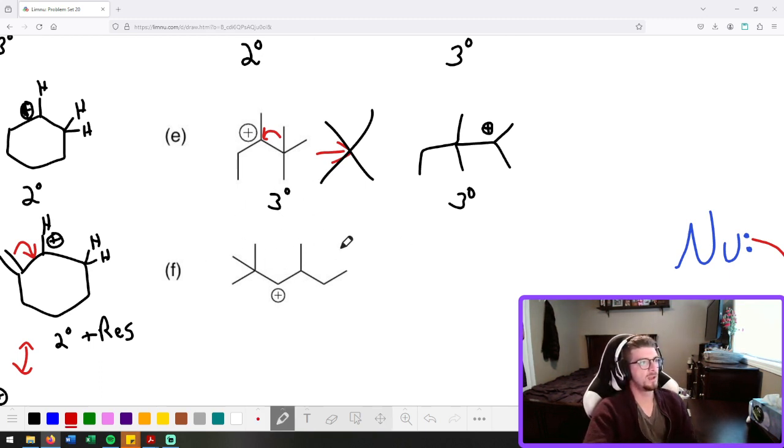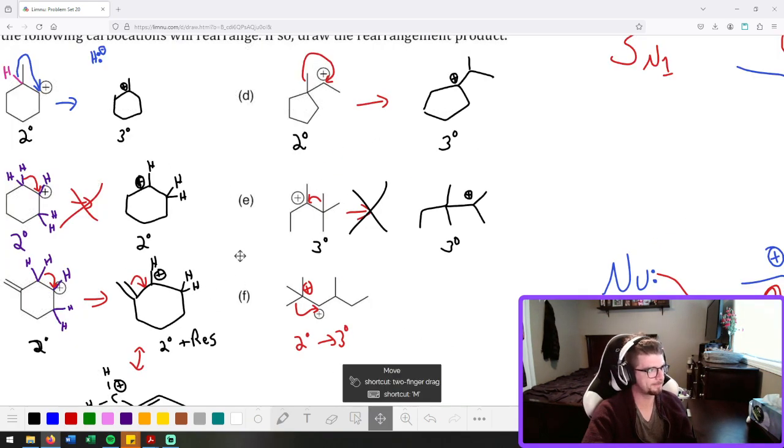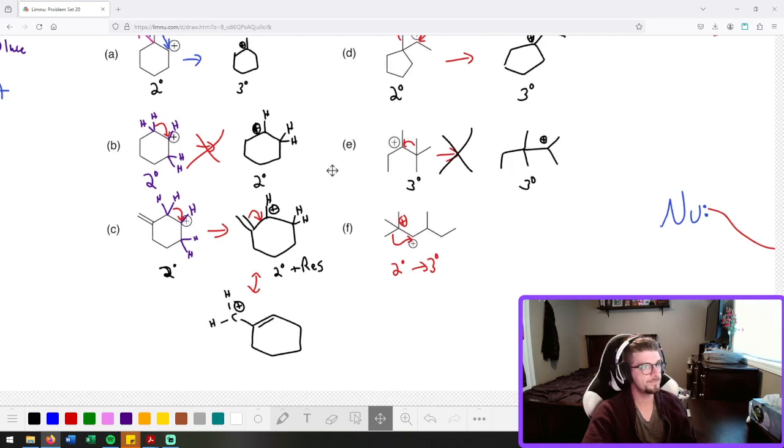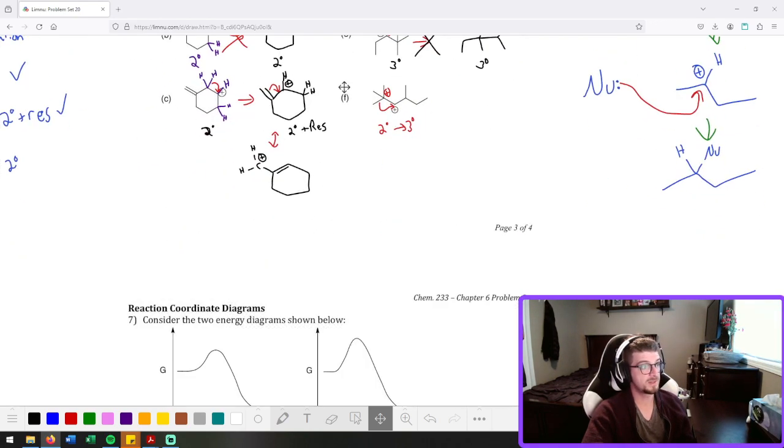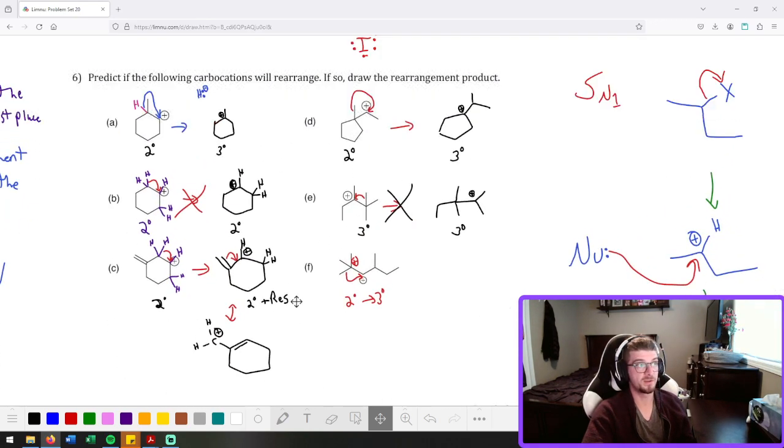All right. And this one, very quickly, just to finish up, has methyl groups that can shift. We put the carbocation over here, and it moves from a secondary to a tertiary. I'm not going to bother drawing all of this out because we've done it a few times at this point, and I trust you all to keep up. Okay, so that's all of that question.